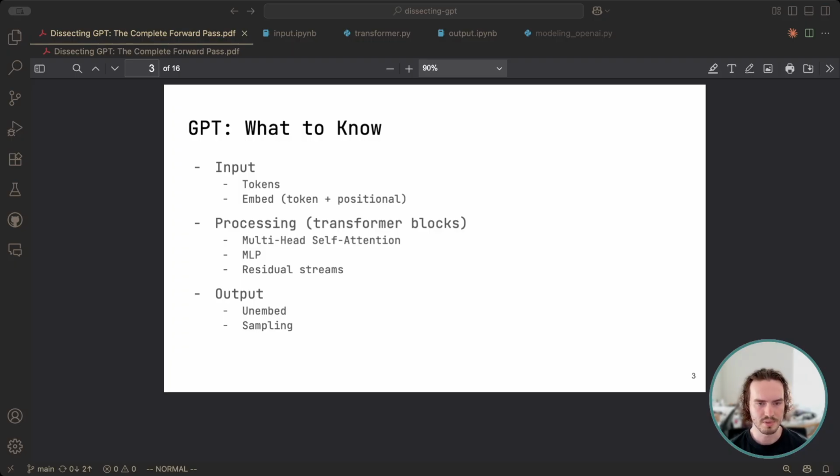So we're going to be talking about the input, tokens, and embeddings, both token and positional. We're going to be talking about the processing that happens in the transformer blocks with that multi-head self-attention algorithm, as well as a multi-layer perceptron. Then we're going to be talking about the idea of a residual stream, which is essentially the memory of a transformer and why that's so powerful. And then in the output stage, unembedding, and then sampling.